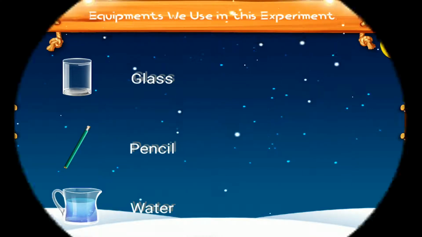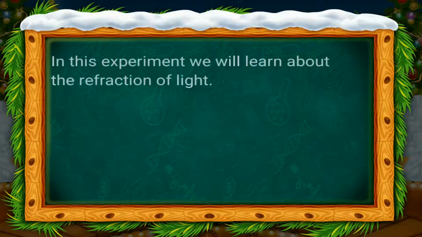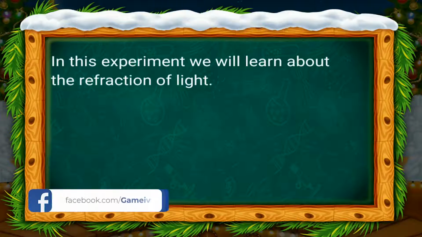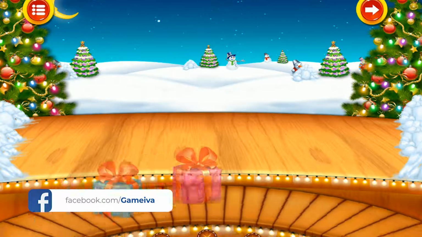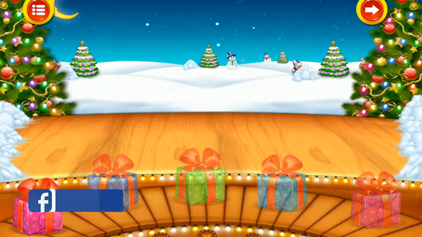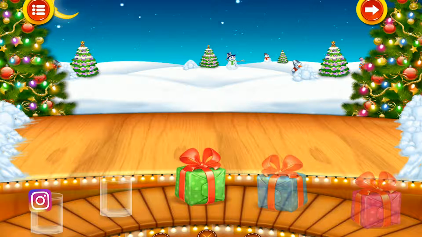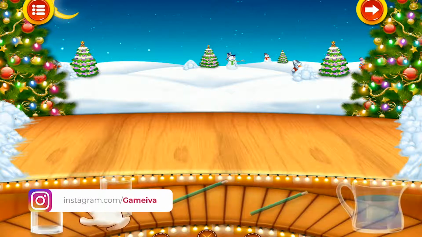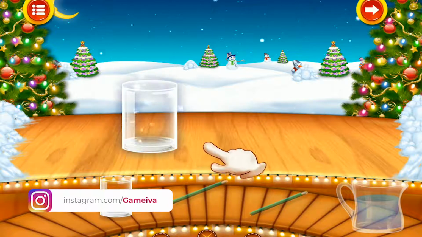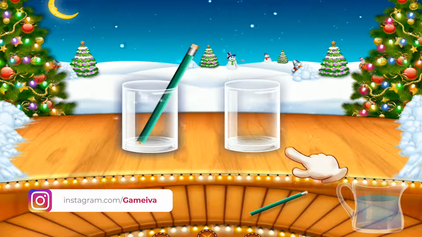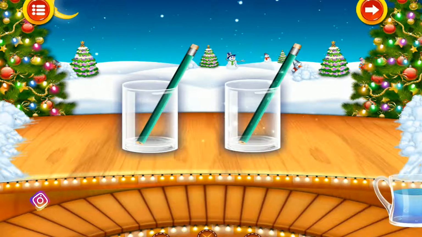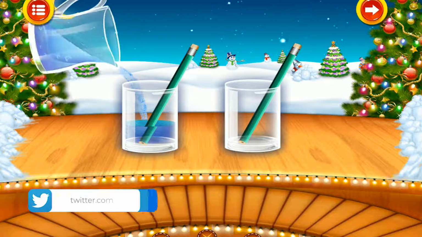In this experiment, we will learn about the refraction of light. Take 2 empty glasses and place them on the shelf. Place 1 pencil in each of the glasses. Pour some water in the first glass. What did you see?